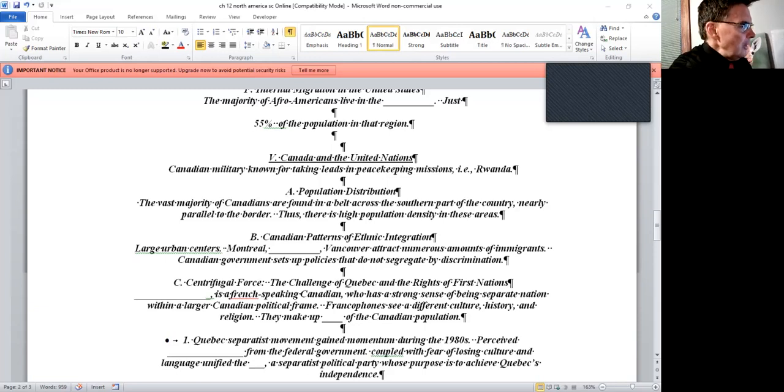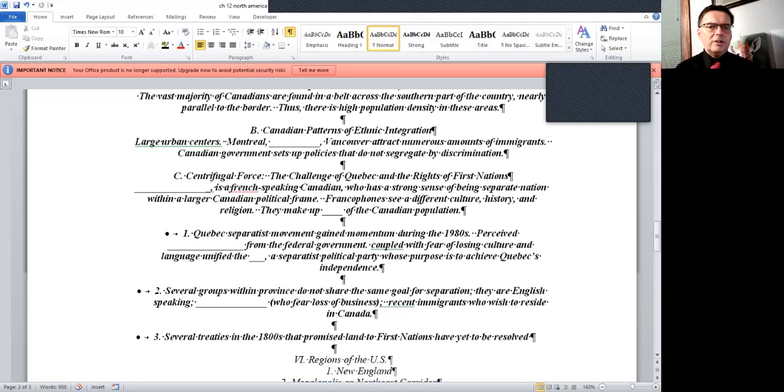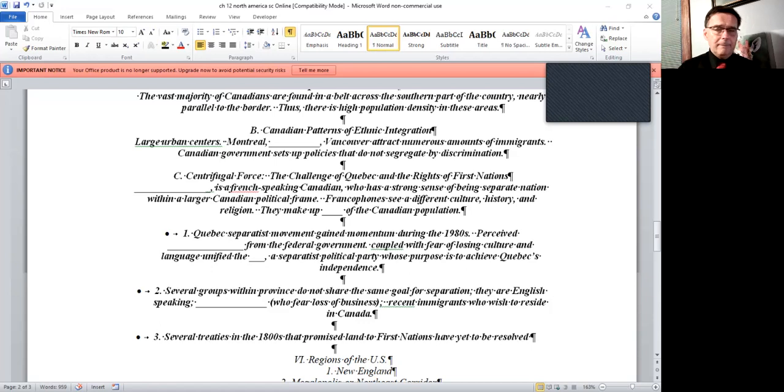Now, there are a couple of geographic terms. One of them is called a centripetal force. Centripetal forces are forces that unite us. If you take my spring introduction to geography course, we developed that. Centrifugal forces, however, are not unifying forces, right? These are forces that splinter folks. So centrifugal forces in Canada: the challenge of Quebec and the rights of First Nations.